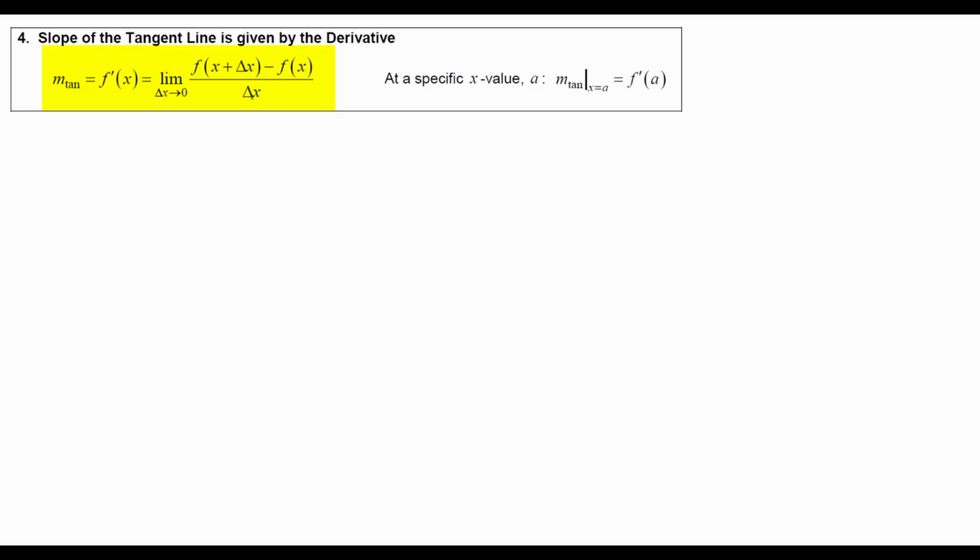over delta x. So now once you have that, you can actually calculate a specific slope at a specific x value by plugging x equal a into your f prime function. So m tangent at x equal a is equal to f prime of a, and it will give you a number, and that will be the slope of a tangent line at x equal a. So now you have the slope, and because you know where you want the slope at, you can find the equation of the tangent line.